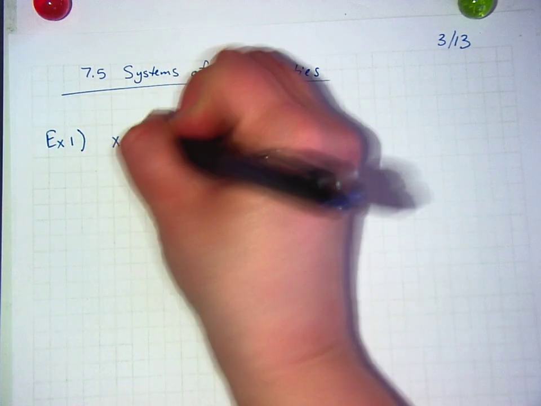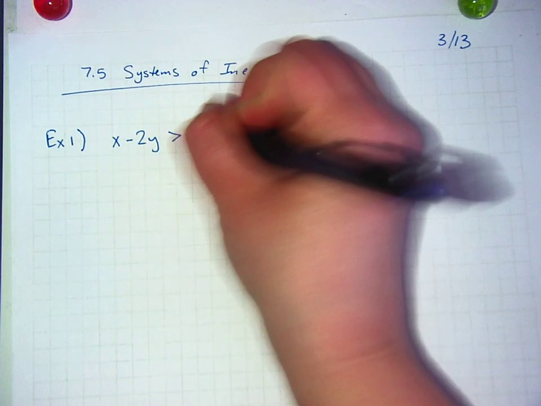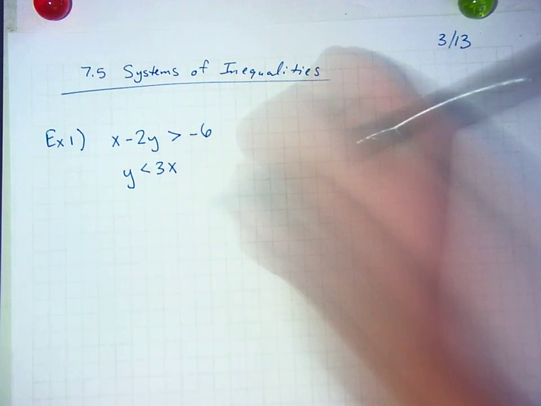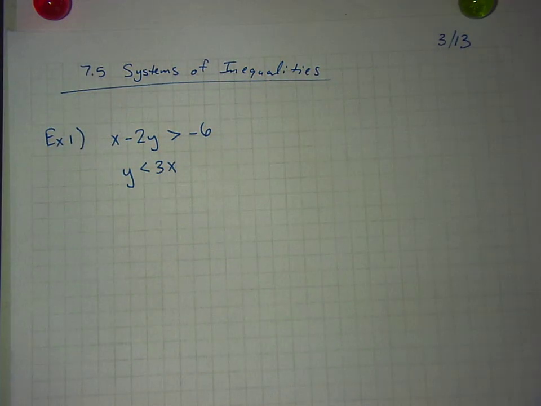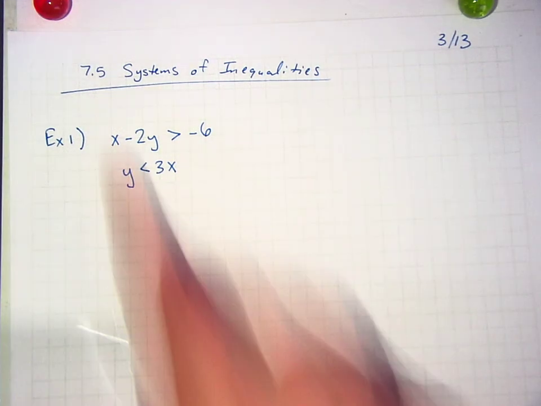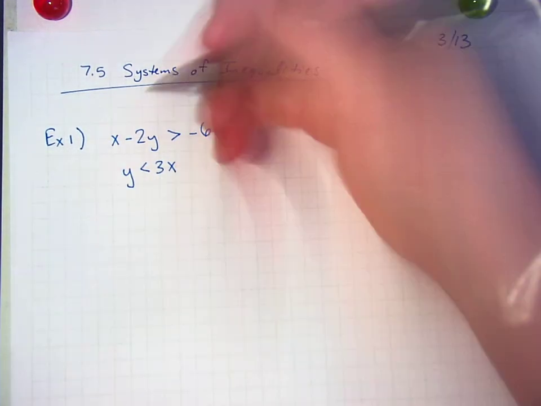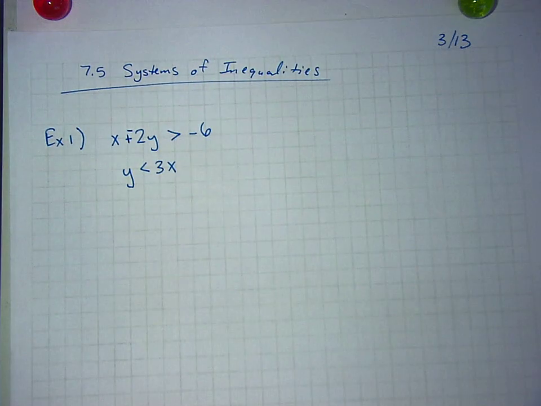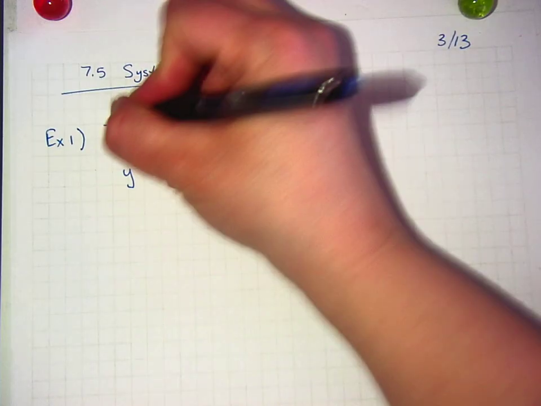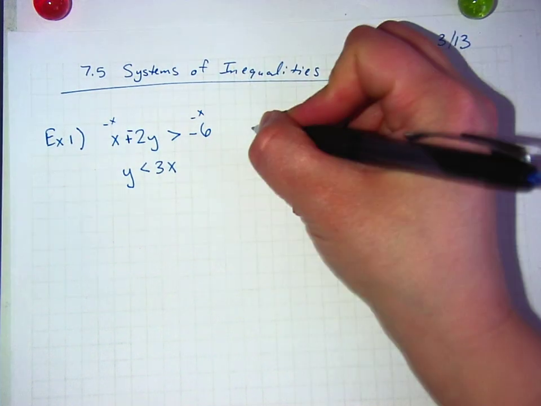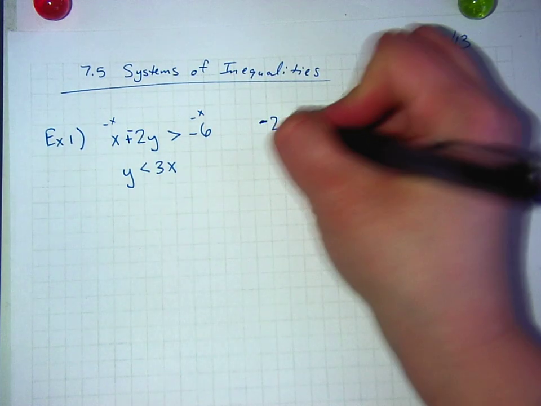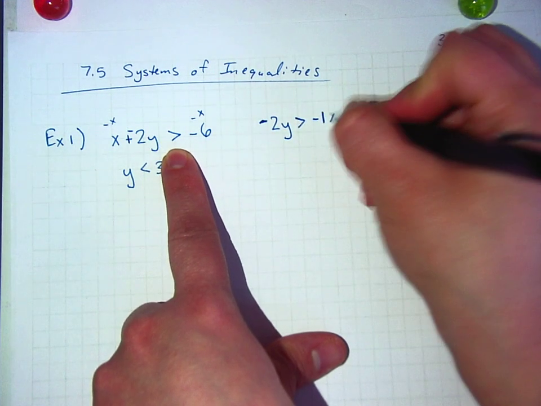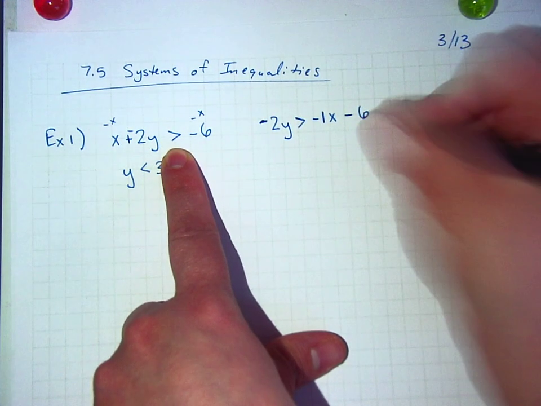x minus 2y is greater than negative 6, and y is less than 3x. All right, now these don't look like y equals mx plus b, so let's change them first. How do I change this top one? Got to get y by itself, so what should I move? The x. I'm going to subtract x on both sides. So now I've got negative 2y is greater than negative 1x minus 6.